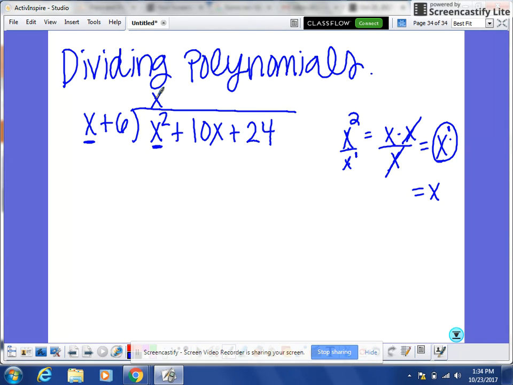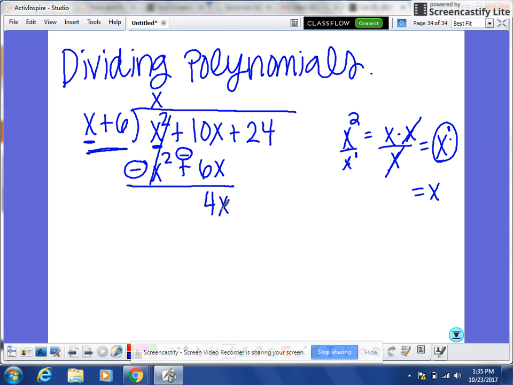Then I'm going to multiply x times x, which gives me x squared. And I'm going to multiply times this whole divisor. So I'm also going to do x times 6, which will give me 6x. Next step when you did long division is you subtracted. That's what we're going to do. The way I want you to think about it though is just change all your signs. So change all your signs down here, negative and a negative. So x squared minus x squared will zero out. 10x minus 6x will leave me with 4x.